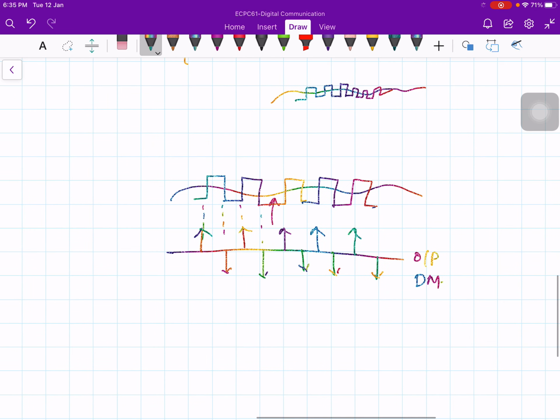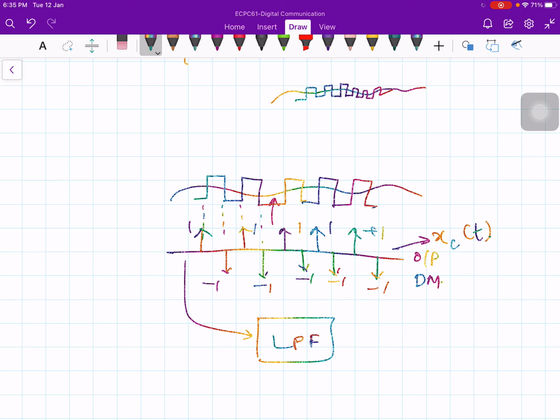So this is your x suffix c of t, a train of pulses. So it keeps on changing alternately, 1, minus 1, 1, minus 1, and so on and so forth. Now if you give this to the low pass filter, what will happen? A low pass filter is essentially some kind of an integrator, right? You have a sequence of positive and negative impulses, one after another. Alternate impulses are going to be of different polarity.